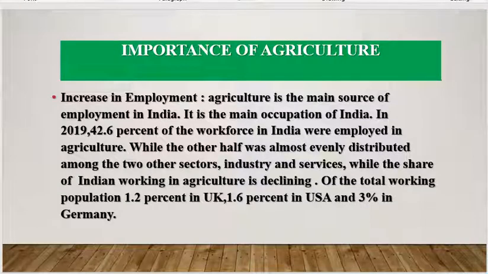Increase in employment. Agriculture is the main source of employment in India. It is the main occupation in India. In 2019, 42.6% of the workforce in India was employed in agriculture, while the other half was almost evenly distributed in the industry and service sectors. While the share of Indians working in agriculture is declining, of the total working population, it is 1.2% in the UK, 1.6% in the USA, and 3% in Germany.